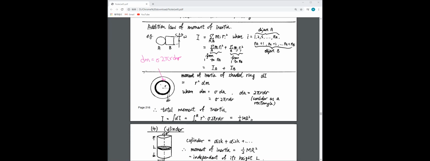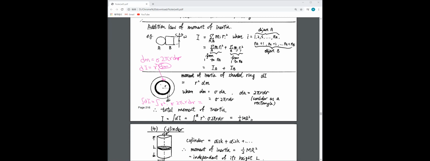And then the moment of inertia of the ring is m r squared, which we have derived before. What you need to do is integrate this moment of inertia. Then you get the same formula, of course, and it will give you the same answer, that is half m r squared.